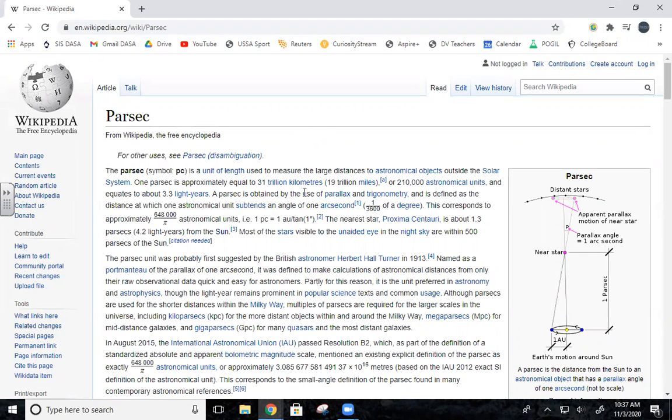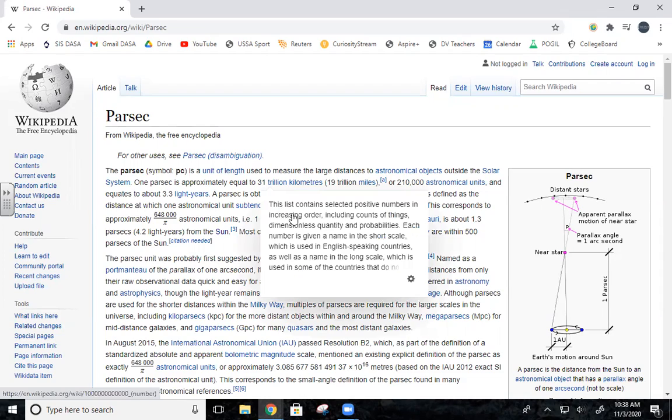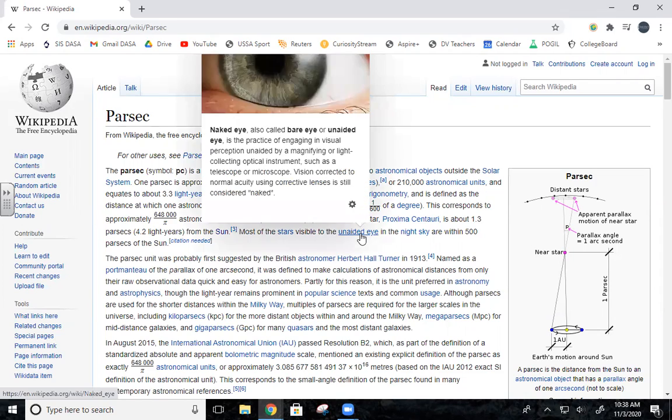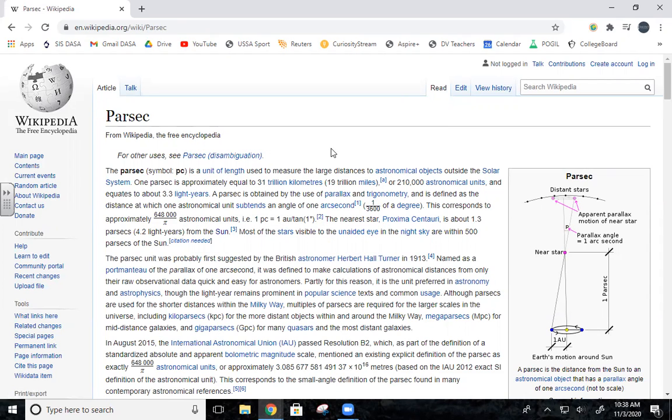It is equal to 31 trillion kilometers, 210 astronomical units, and it's about 3.3 light years. For the purposes of this class, a parsec is important, but it isn't extremely important.